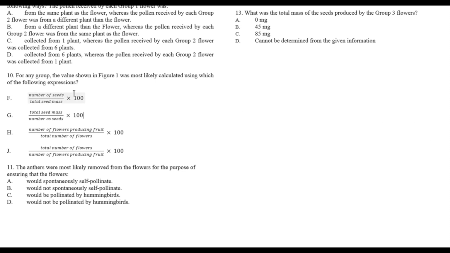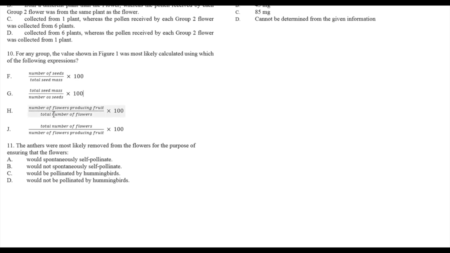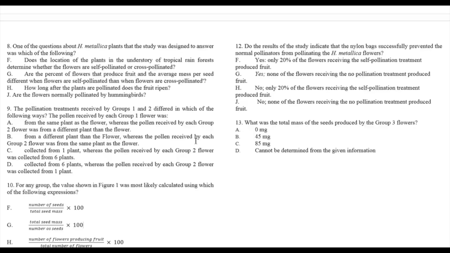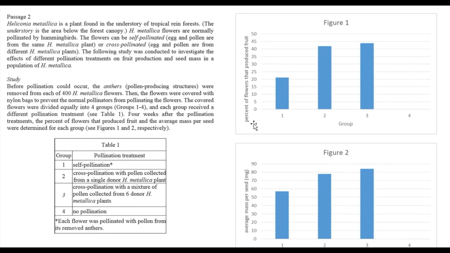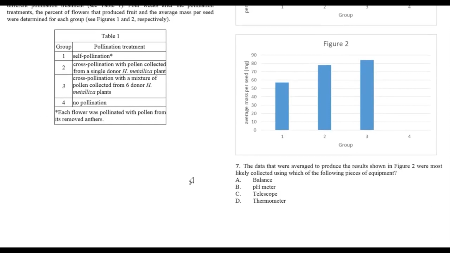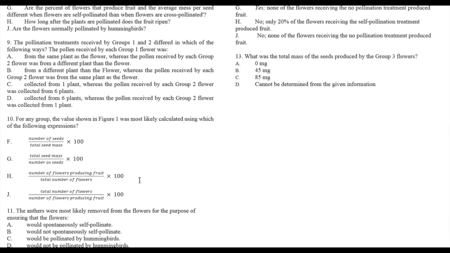We have the number of seeds over the total seed mass. Well, Figure 1 doesn't have anything to do with the number of seeds or mass. And for that reason, we can cross out F and G because they both deal with the same quantities. H says the number of flowers producing fruit over the total number of flowers times 100 to make it a percent. That sounds good because we're talking about the flowers producing fruit over the total number of flowers, which, if we scroll up, it says the percent of flowers that produced fruit. So here we're looking at all the flowers, and we're looking at the subset of them that did produce fruit. So H looks like a good candidate.